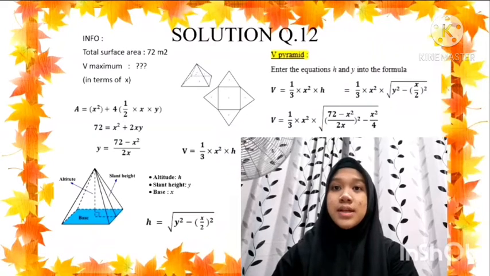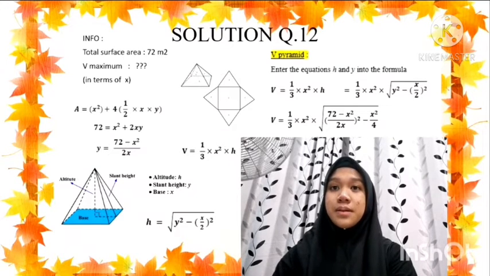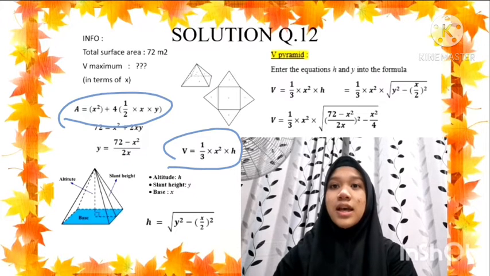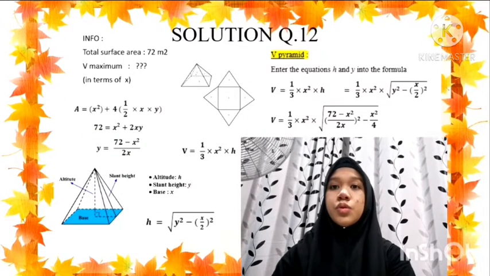Jadi, untuk kes 12 ni, info yang diperoleh adalah surface area bagi sebuah piramid adalah 72 meter padu. Dan soalan ini mahukan nilai V maksimum dalam sebutan x. Jadi, conclusionnya, dalam soalan ni memerlukan dua formula, iaitu formula area dan volume bagi sebuah piramid. Kita mulakan dengan formula area bagi sebuah piramid dahulu kerana di dalam soalan telah memberikan clue bahawa total surface area adalah 72 meter padu.